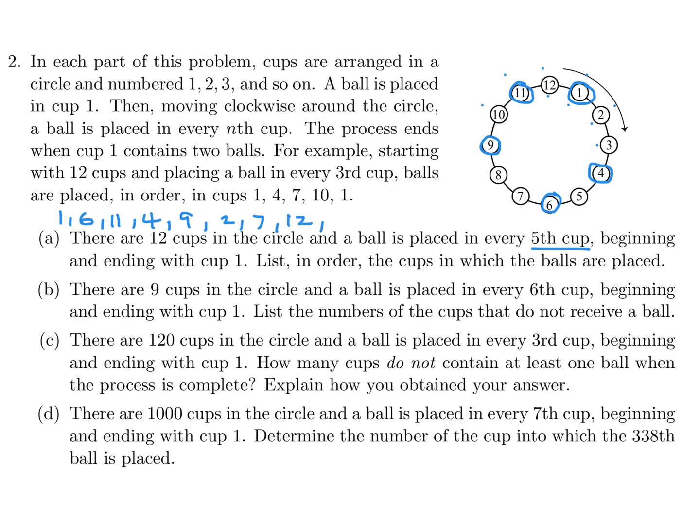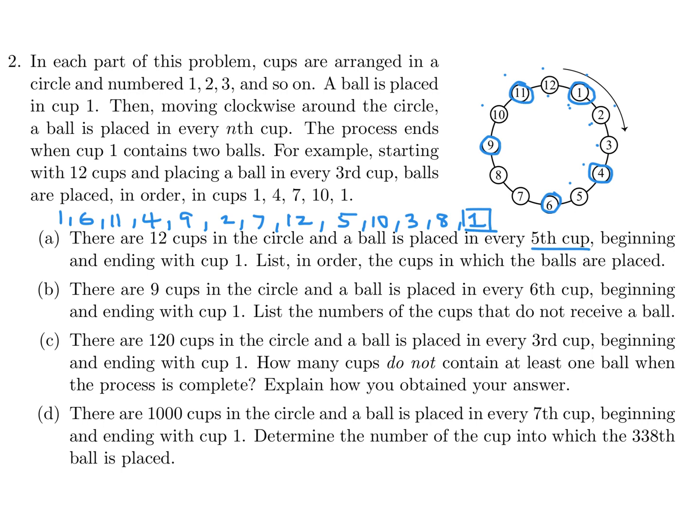If you're at 12, you go 1, 2, 3, 4, 5, end up at 5, and so on, right? You guys get the point. 10, 3, 8, and then eventually you get back to 1, and that's when you stop. So this is a list of all the cups where the ball would be placed.